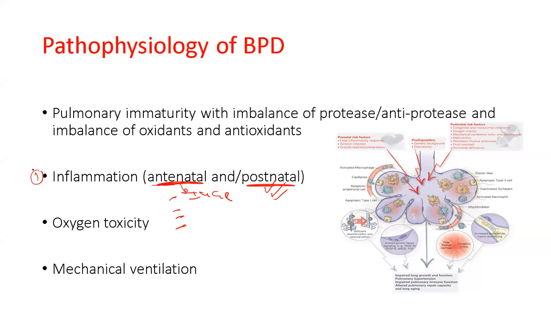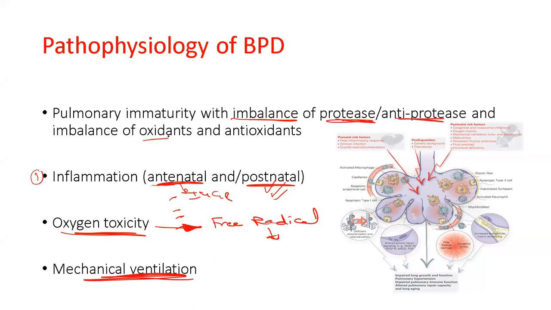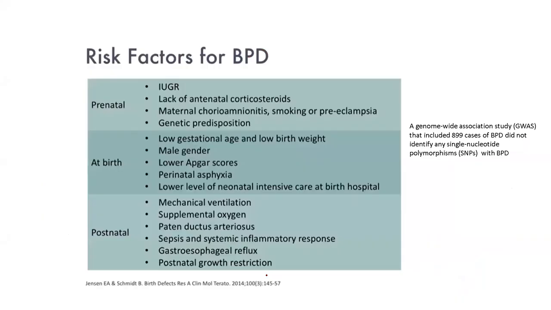It creates bronchial inflammation, and then you put the baby on oxygen. Oxygen, as we discussed in the last lecture and the lecture before, produces free radicals, and that causes free radical damage and oxidative stress. The baby is already on mechanical ventilation, that's mechanical damage. All this is going to end up as an imbalance of protease and antiprotease, an imbalance between oxidants and antioxidants, and the end result is chronic bronchopulmonary changes.